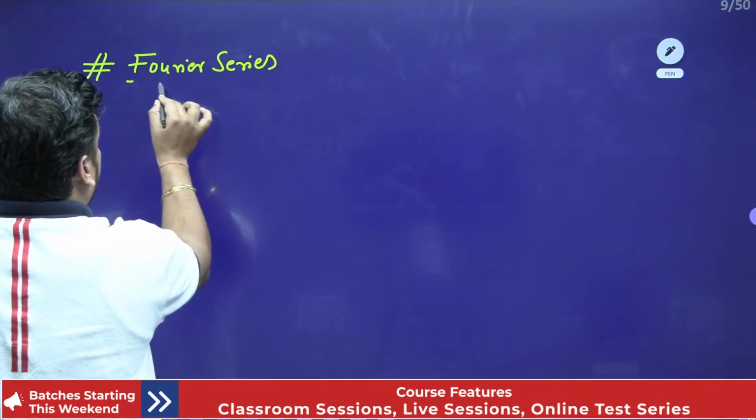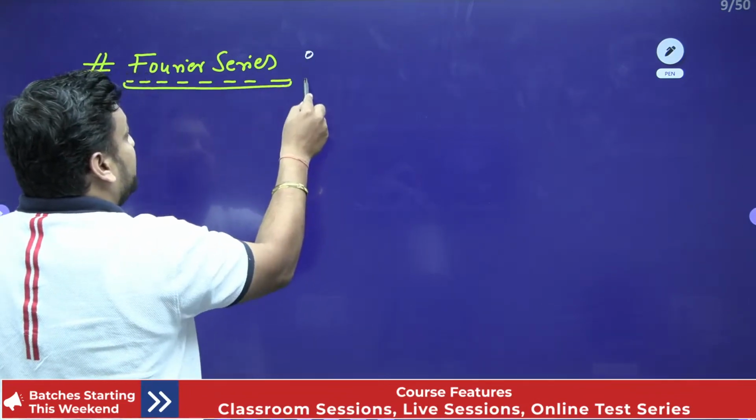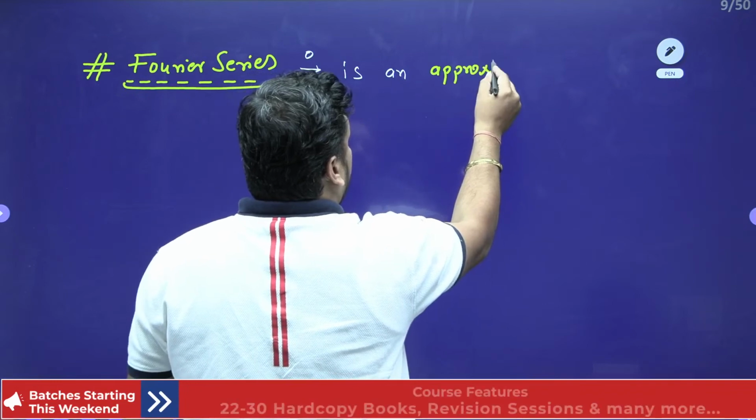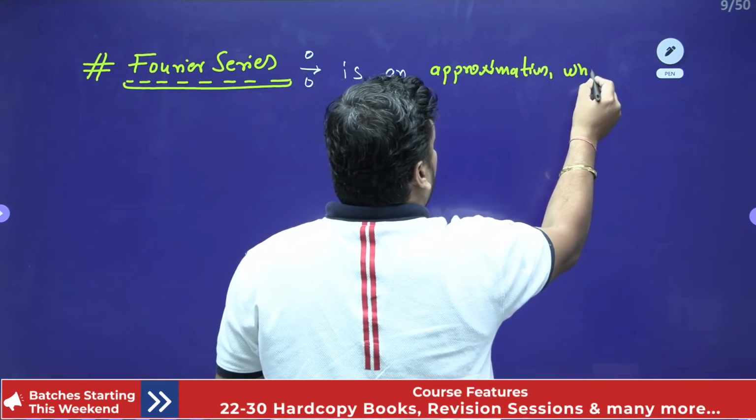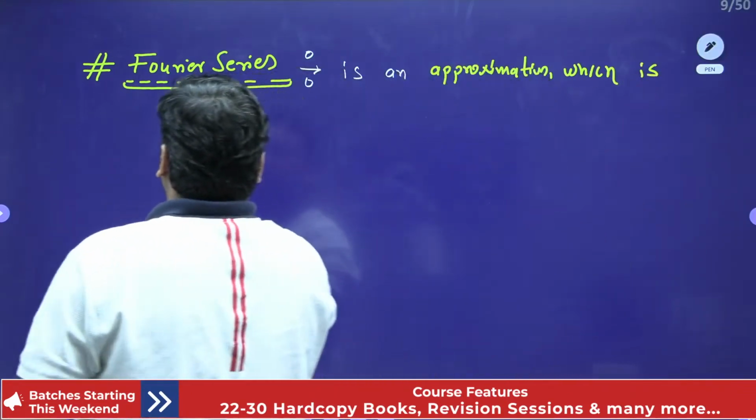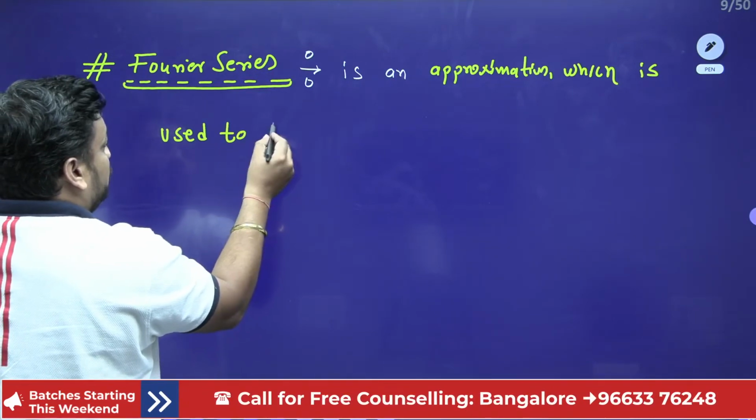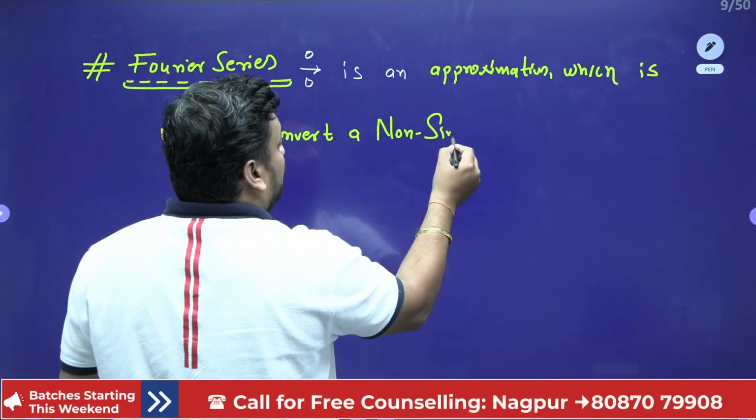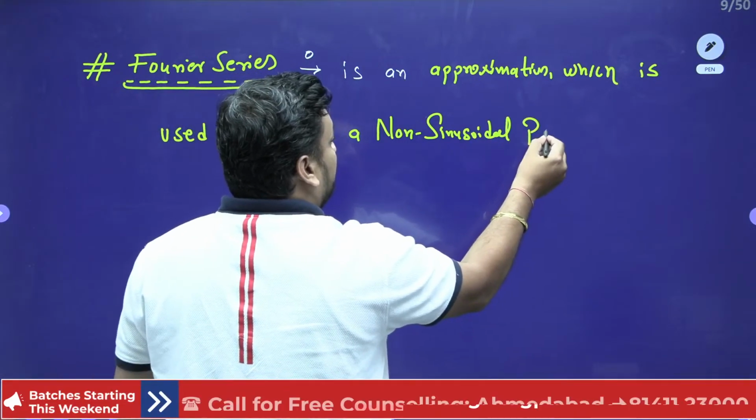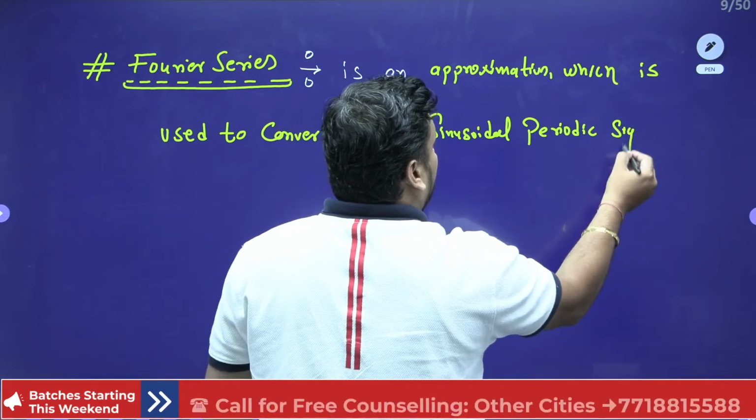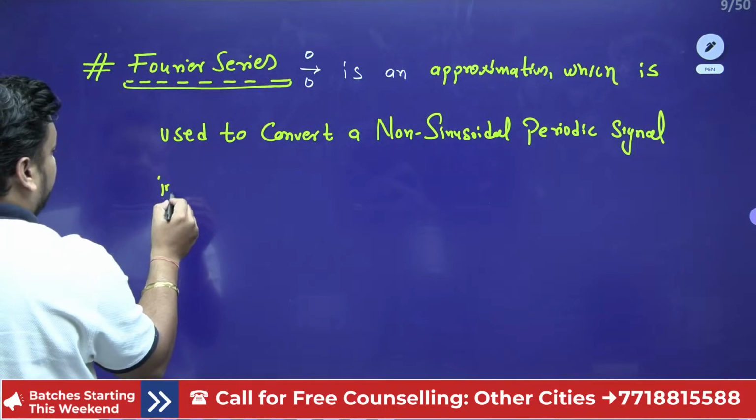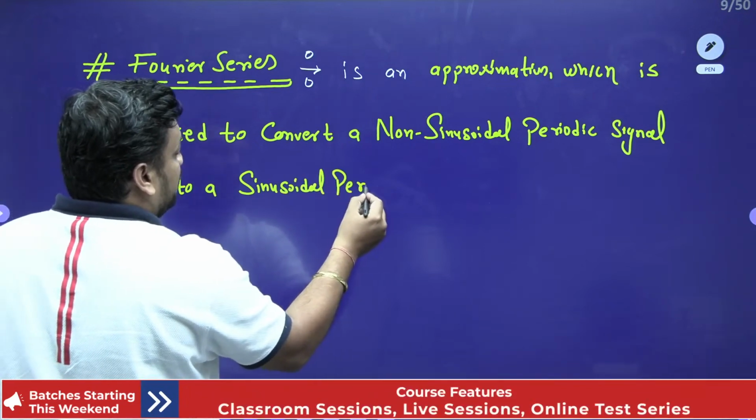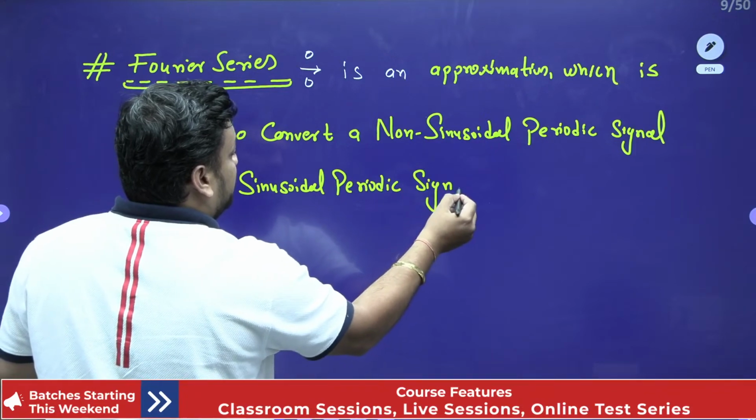The Fourier series is an approximation which is used to convert a non-sinusoidal periodic signal into a sinusoidal periodic signal. It means what you can say that, sir?